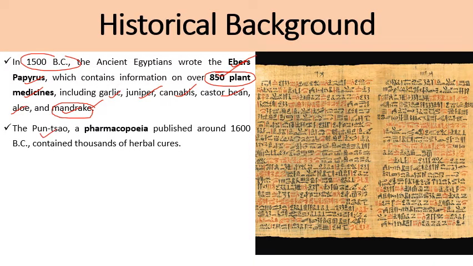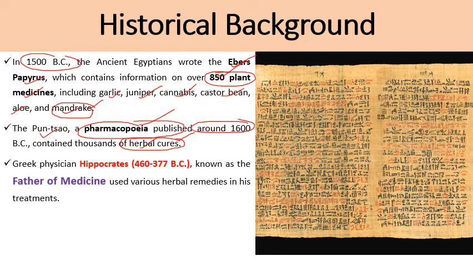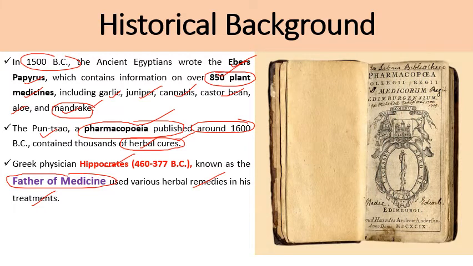Then the Pen Tsao pharmacopoeia, a book published around 1600 BC, contains thousands of herbal cures, जिसमें thousands of plants के बारे में बताया गया which helps in curing disease. Then the Greek physician Hippocrates, who is commonly known as the father of medicine, used various herbal remedies in his treatments. This is the photograph which shows the pharmacopoeia.